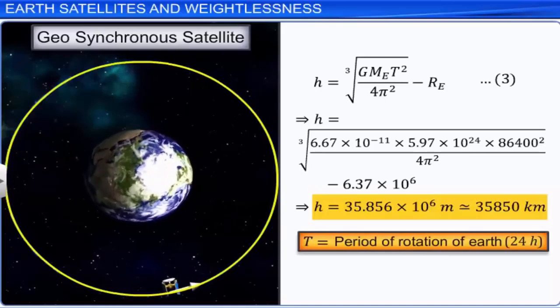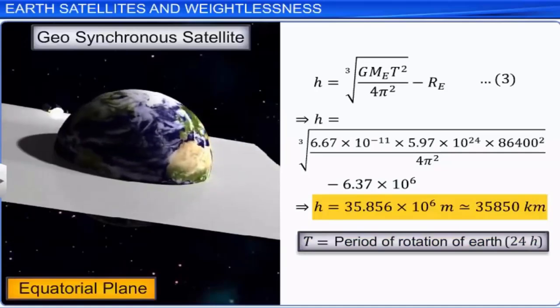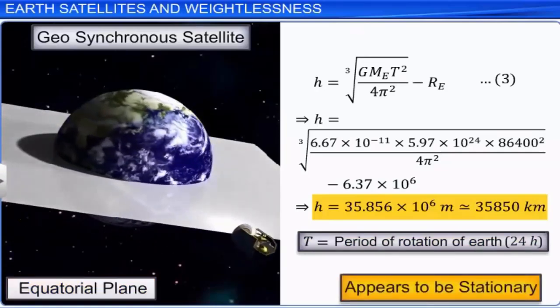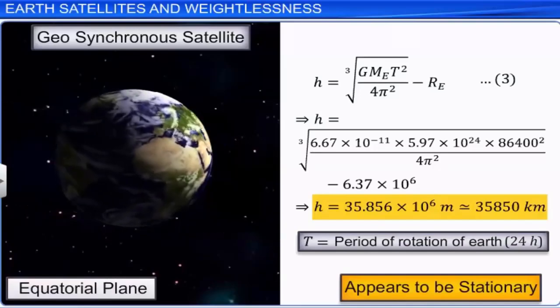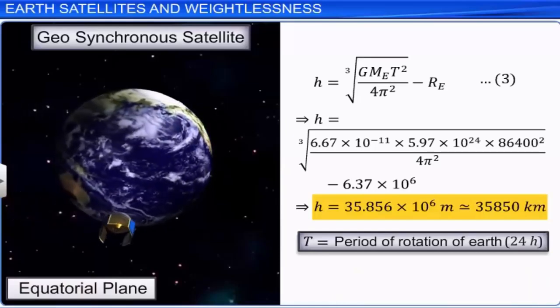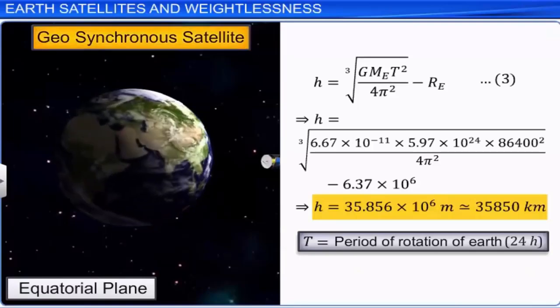Such satellites are called geostationary satellites or geosynchronous satellites, as their motion in their orbit is synchronized with the rotation of the Earth. Generally, this type of satellite is used for telecommunications and mass communications.